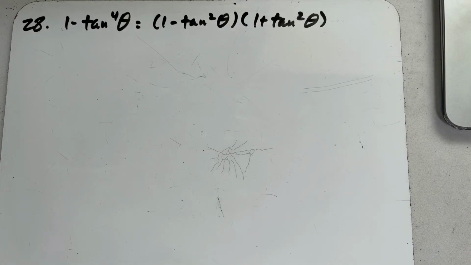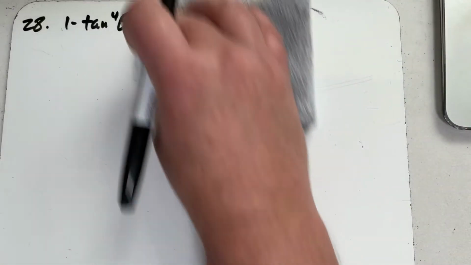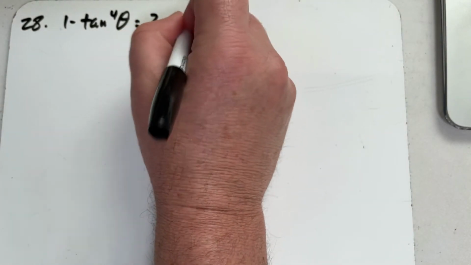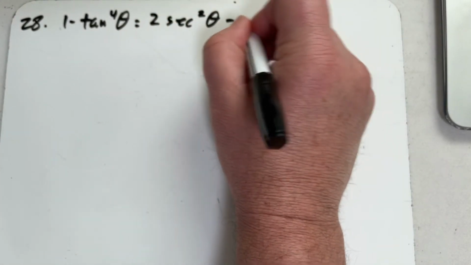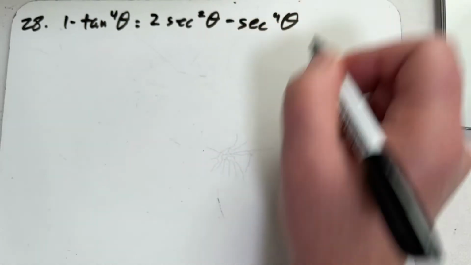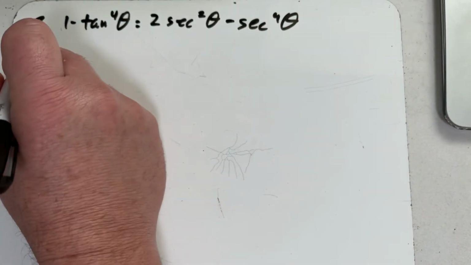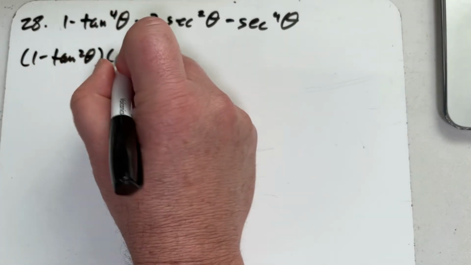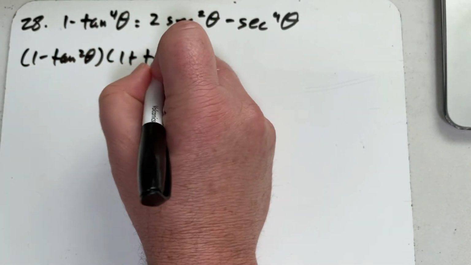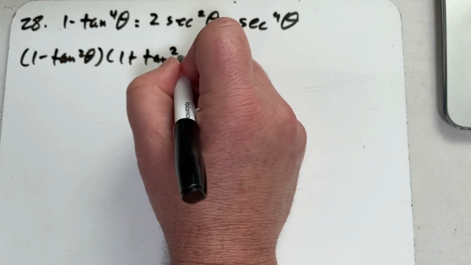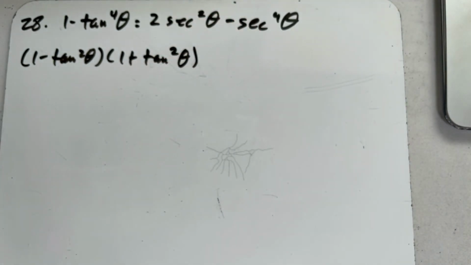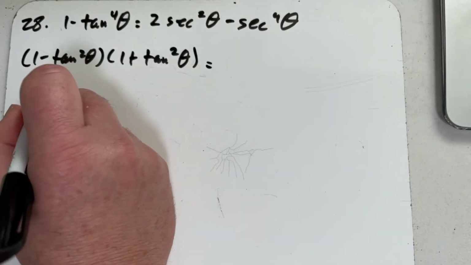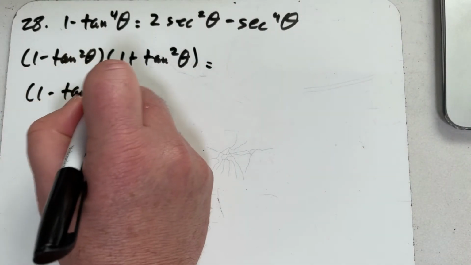Oops, that's not it. That's my first step. Sorry. I wrote this one out ahead of time, so my bad. So that needs to equal 2 secant squared minus secant to the 4th. So yeah, my left side, this is the difference of squares here. So I have 1 minus tangent squared and 1 plus tangent squared. And remember Pythagorean identities, 1 plus tangent squared gives me secant squared.